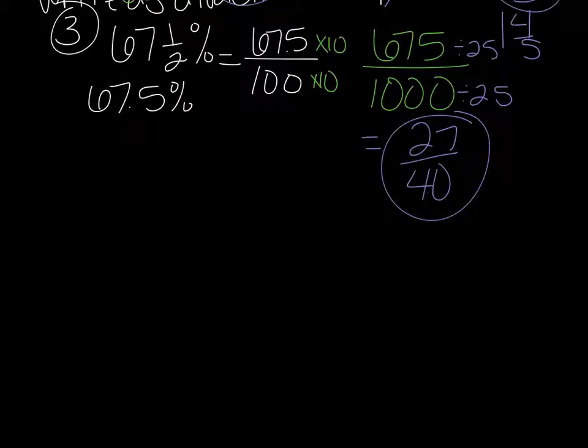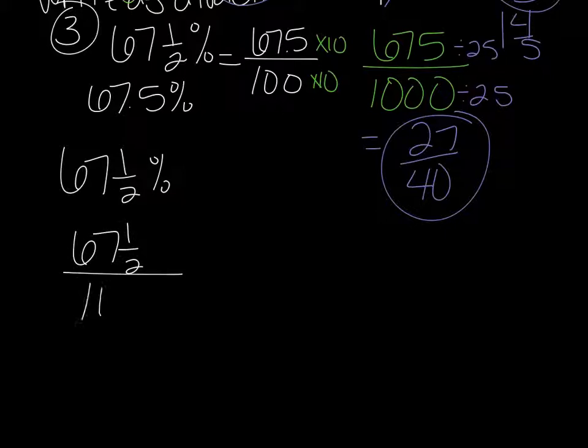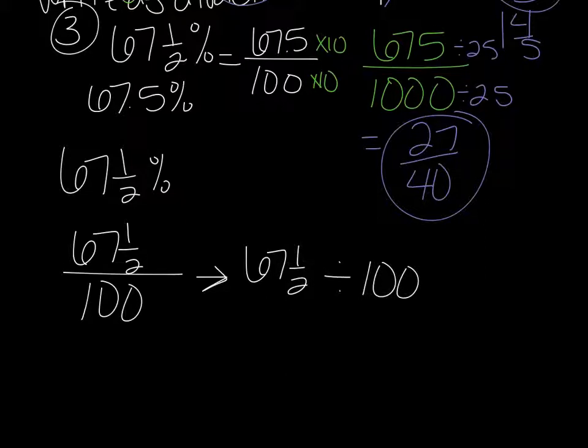Okay, so let's look at a different way. We're going to write 67.5% as a fraction using a different method. So percent means per 100 means out of 100. Or isn't that the same thing as divided by 100? Right? If I tried to say 67.5 over 100, that's what we would do. It kind of looks funny because I have a fraction in the numerator. But what this actually means is 67.5 divided by 100.